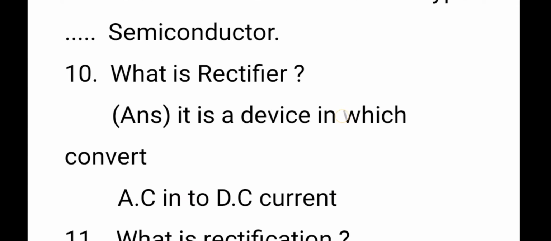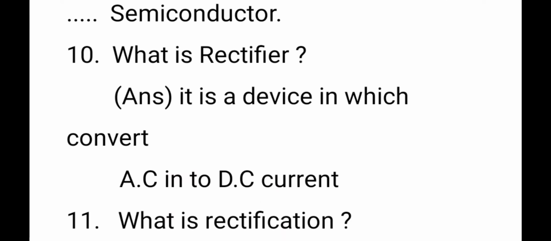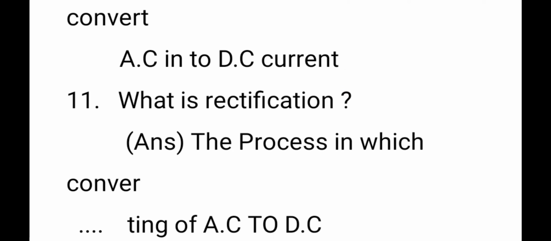The next question, what is a rectifier? A rectifier is a device which converts AC to DC, the most important bit for examination purposes. Next, what is rectification? It is the process of converting AC to DC.